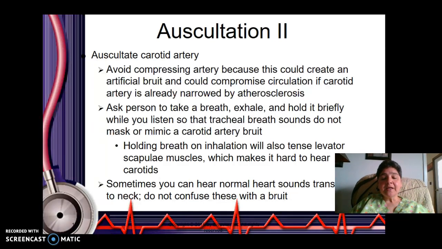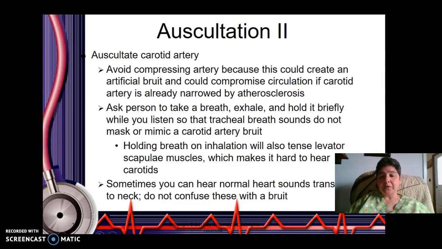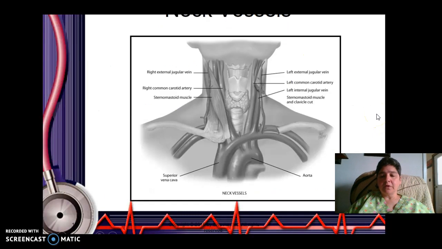And the second thing is something that's really good to note, that you should have the person take a breath in, blow it out, and then hold their breath. So don't take a deep breath in and hold it, but they hold their breath after they've exhaled. If you're holding your breath when you inhale, some of the muscles over the scapula will tense up, and then that can make it harder to hear the carotid arteries. Sometimes you can hear normal heart sounds transmitted in the neck, but again, don't confuse these with the bruit. So lots of practice to get used to this.